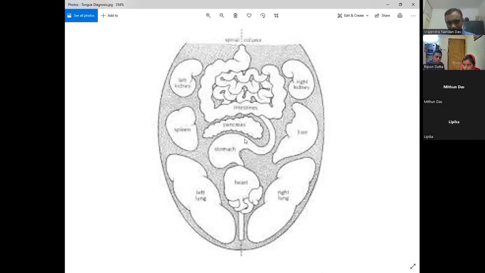So now in the diagram you are seeing that in the front side, lungs and heart are mentioned in the front side of the tongue.